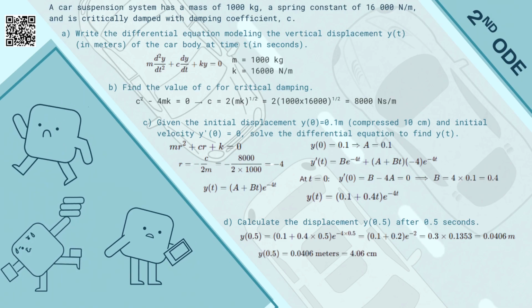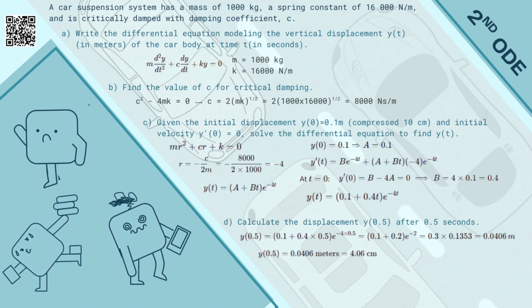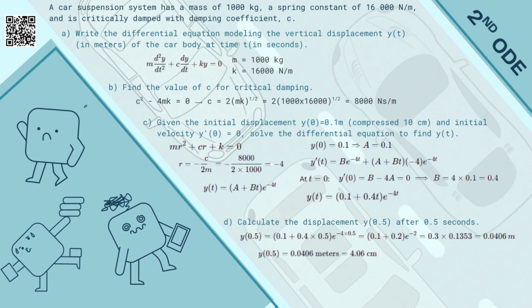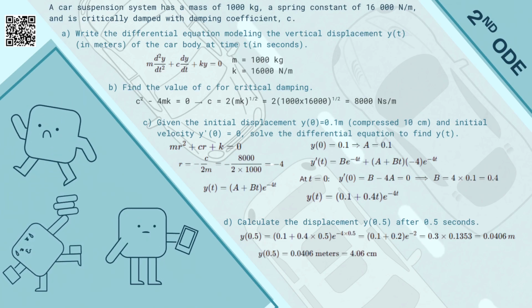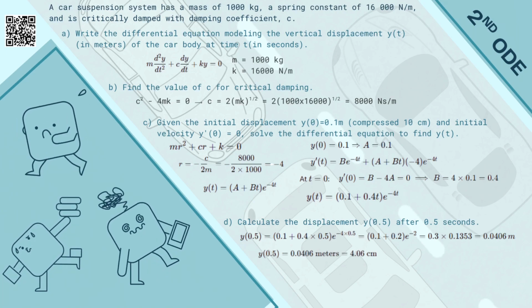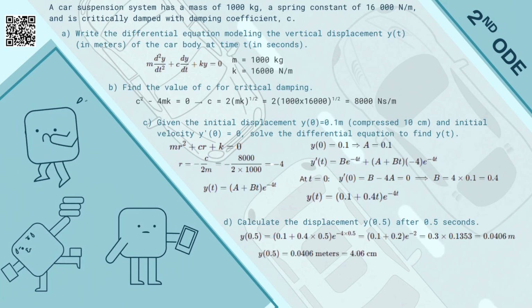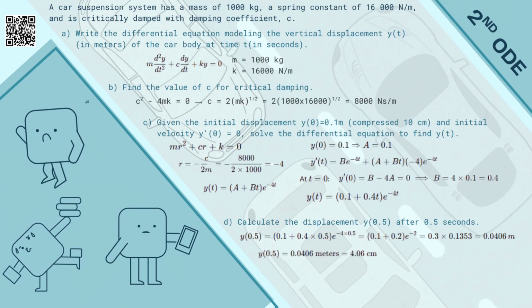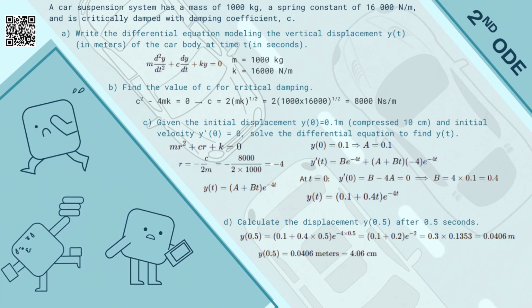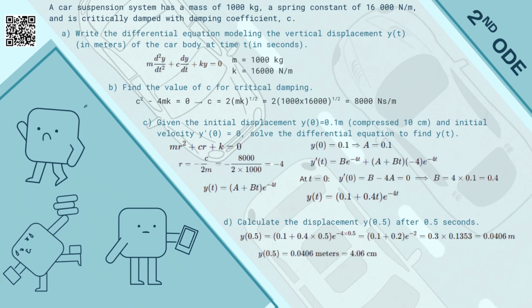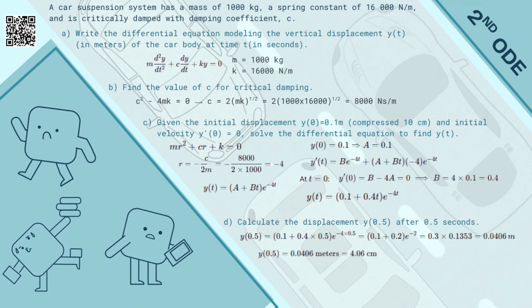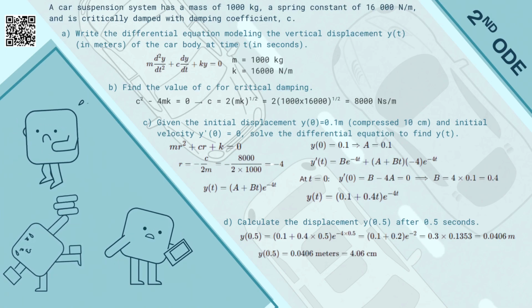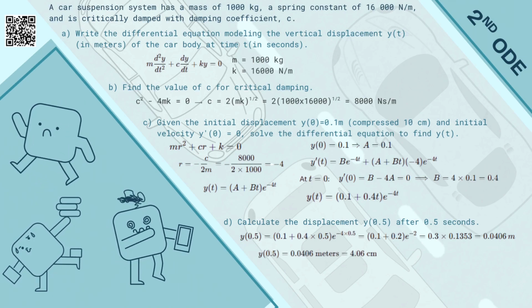So since we have the differential equation, we find the value for c, which is the critical damping. So we have c square minus 4mk equals 0. We substitute the values of m and k, and then we will get 8,000 Newton second per meter. So for the next question, given the initial displacement y equals 0.1 meters, compressed 10 centimeters, and initial velocity of 0, solve the differential equation to find y(t).